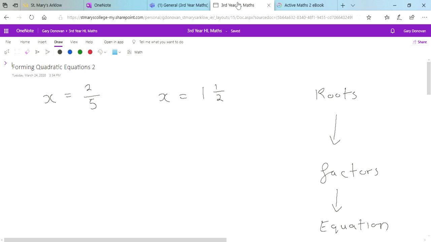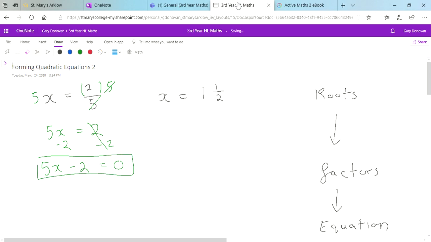So the first thing we do here to simplify this fraction is we multiply both sides by 5. Here the 5 will cancel, and we're left with 5x equals 2. Now remember, we want a factor, so we want 0 on one side and everything else on the other side, so I'm going to take away 2 from both sides. And we're left with 5x minus 2 equals 0. And that's our first factor. Well, 5x minus 2 is our first factor.